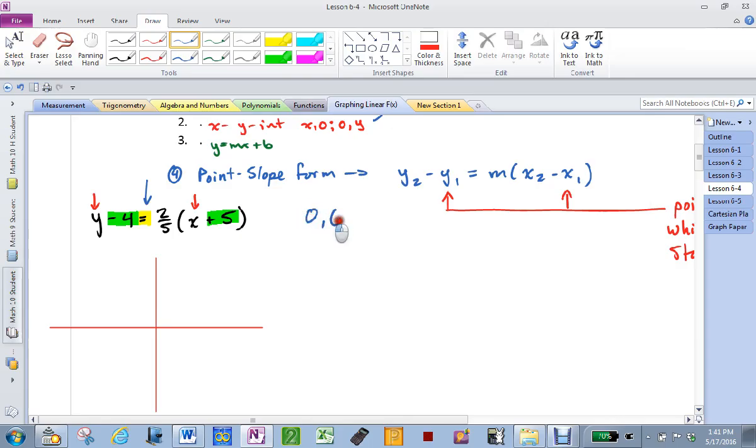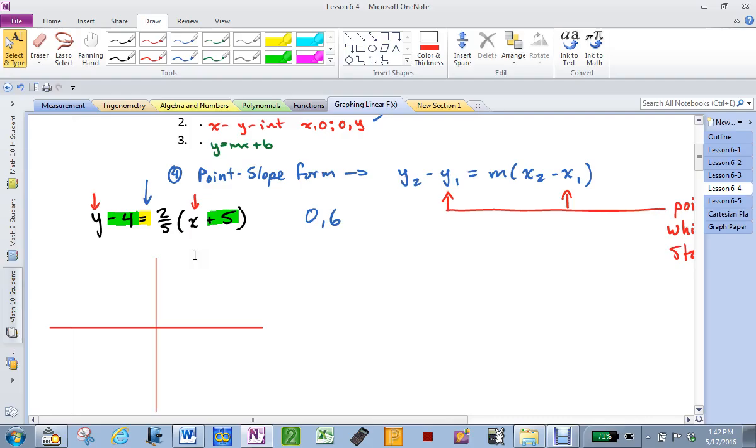But I'll give you a hint. It's got something to do with 0. Peter? 0 and 6. So you think this is a point that would work. So x would be 0. So that 0 plus 5 is 5. Right? Times 2 fifths is 2, correct? And 6, 6 minus 4 is 2. Does 2 equal 2? Yeah.